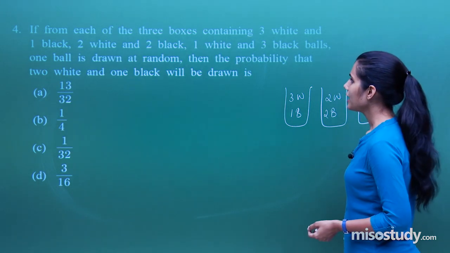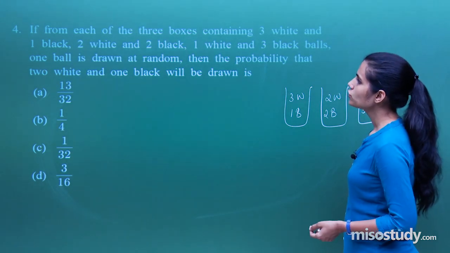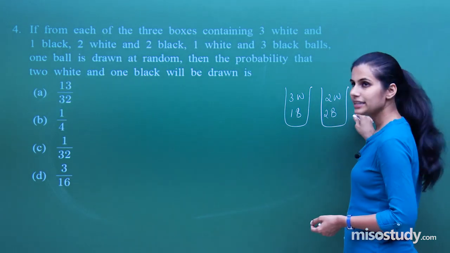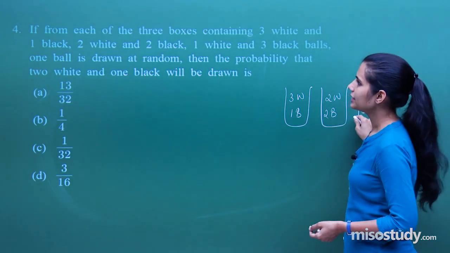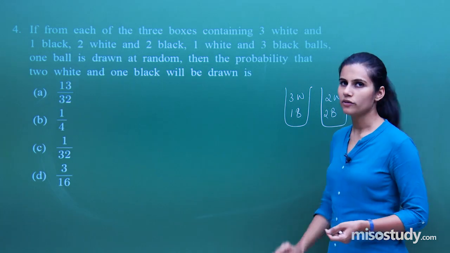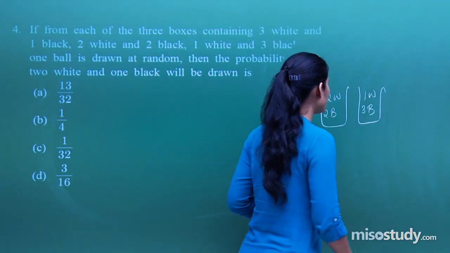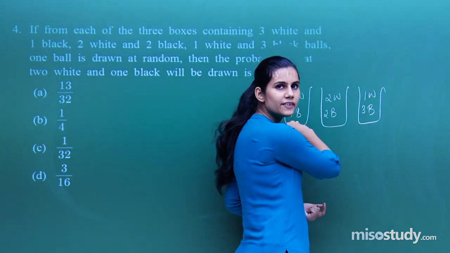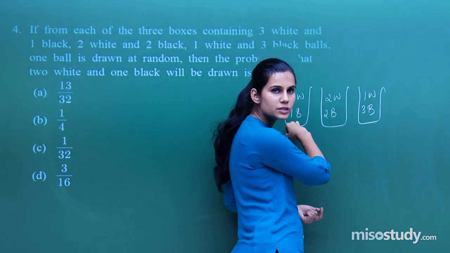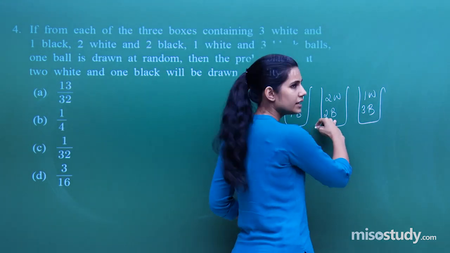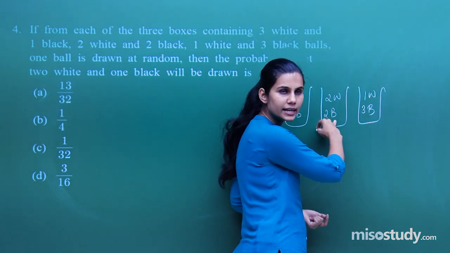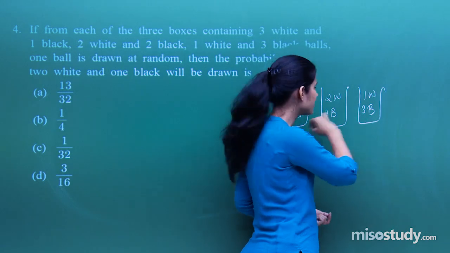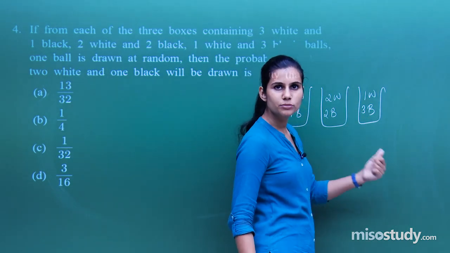One ball is drawn at random from each box. What is the probability that 2 white and 1 black ball will be drawn? Now 2 white and 1 black ball. Obviously I am saying W1 is the event of withdrawing white ball from the first box. W2 is event of withdrawing white ball from the second box. W3 is event of drawing a white ball from the third box. Similarly for black balls I have B1, B2, B3.